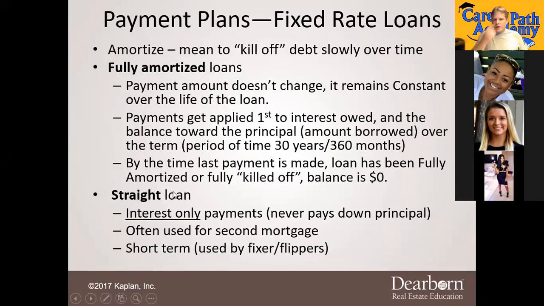So a straight loan is an interest-only loan. You will never pay this loan off. These loans are meant for short terms. You're not supposed to have a 30-year straight loan. You would never pay down the balance, because you're only paying the interest that's owed on the loan. This is good for the short term, for people who are fixing and flipping, or for builders. They use straight loans.